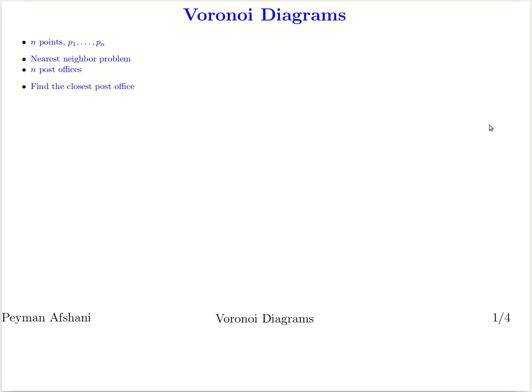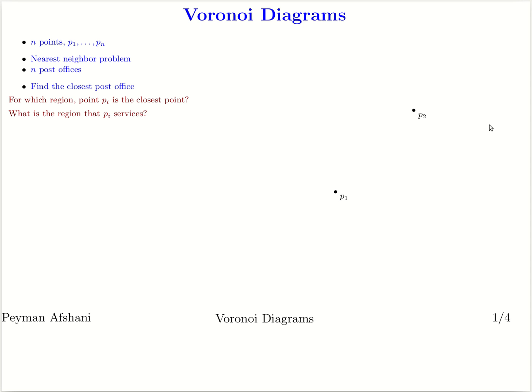So we could motivate this problem as the post office problem. Imagine you have n post offices, and the location of the ith post office is the point Pi. And we'd like to store them in a data structure such that given a point on the map, we'd like to find the closest post office, which would be the closest point.